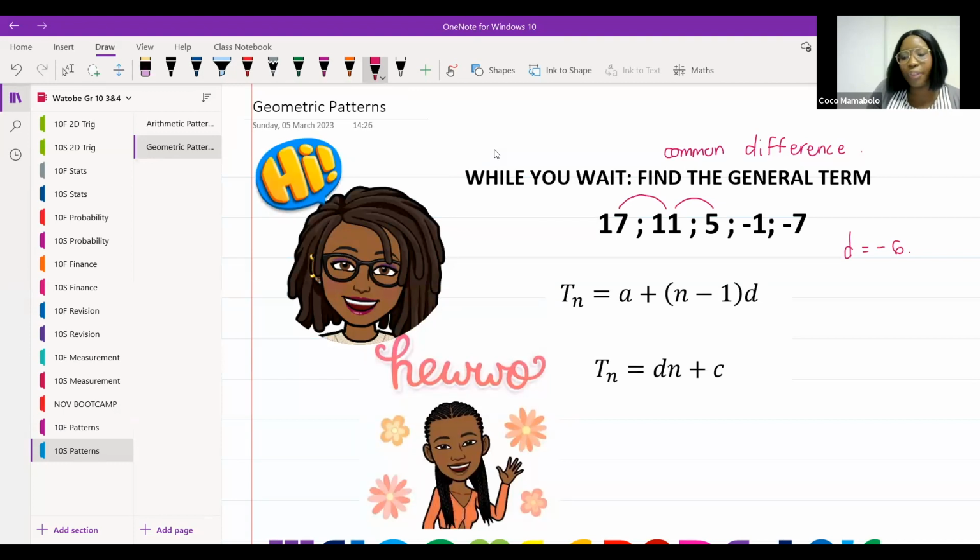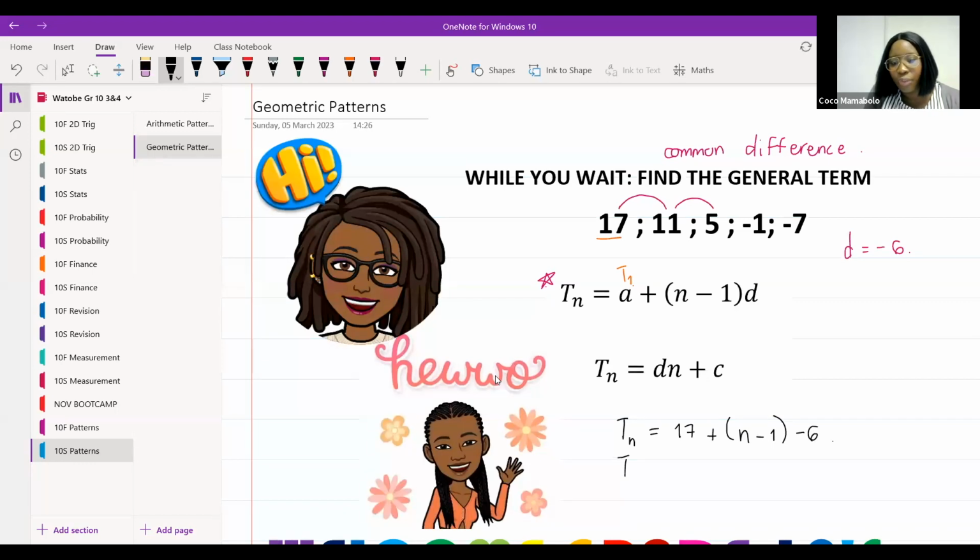Okay, now to solve for this, I'm going to use this equation over here to find the general formula. So I'm going to say Tn is equal to A, and A stands for my first term. So T1 is 17. Tn is equal to 17 plus (n minus 1) multiplied by -6.